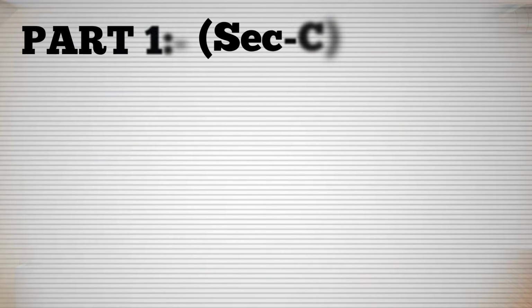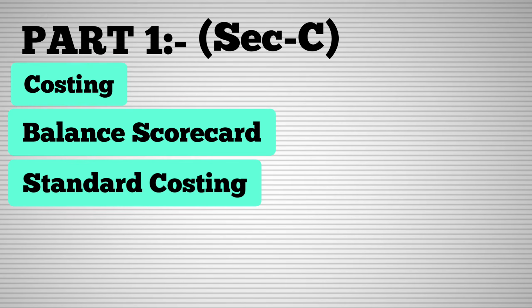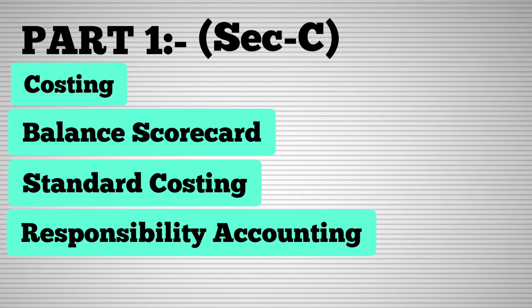Section C is all about performance management, which also includes 20% of your entire Part 1 syllabus. It includes costing, balanced scorecard, standard costing, responsibility accounting, and KPIs. It is more practical based and an important topic from an exam point of view. It also covers 20%, so do not miss it.